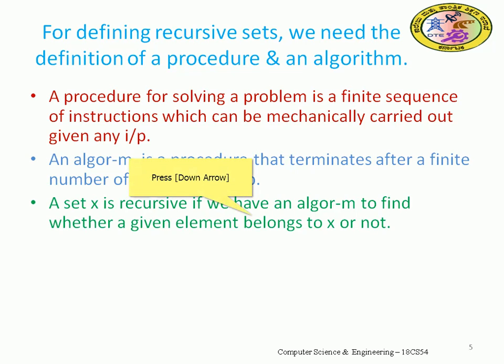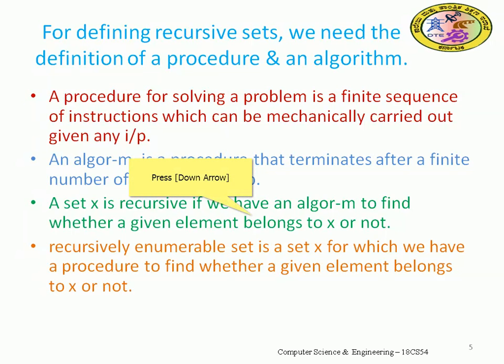A set X is recursive if we have an algorithm to determine whether a given element belongs to X or not. So there is an array that is recursive in nature, and we want to find whether an element belongs to that array X or not. So that is a noticeable observation here.